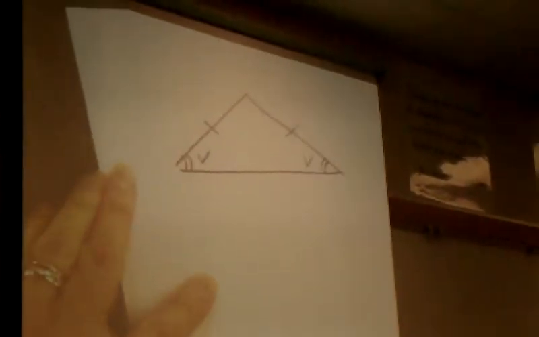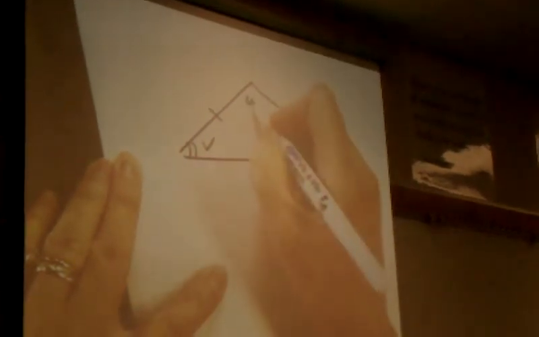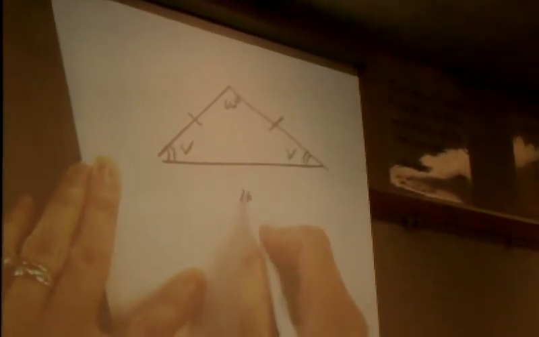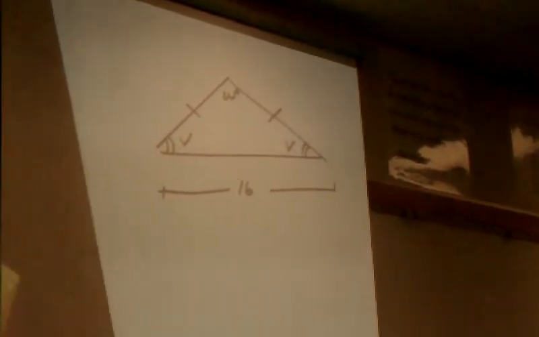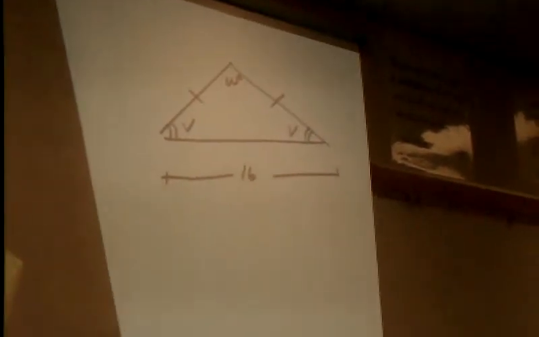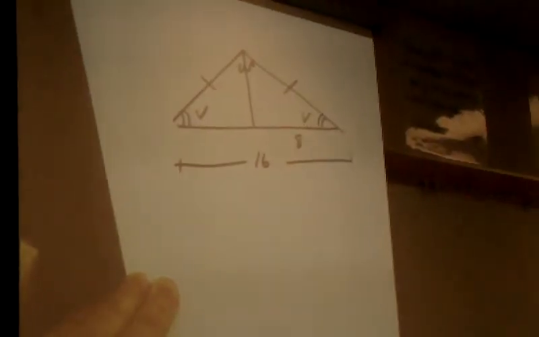These are each V, and this is W degrees. So we know that this is 16 across the bottom. So I always hit the altitude to the right triangles. So this is going to be, and I know that this is 10, so I know that this is 10.